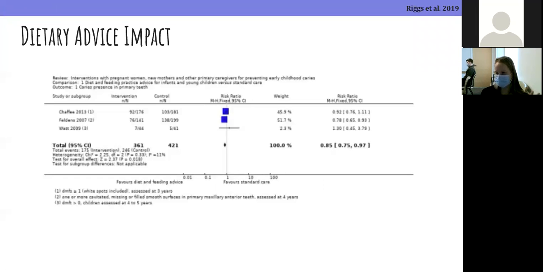And I'm very sorry about the quality of this graph. This is exactly how it looks in the paper. I don't know why it's so fuzzy, but what they found is that it's fairly significant that the people who received that advice at early ages were less likely to have dental disease than those that did not receive that advice.